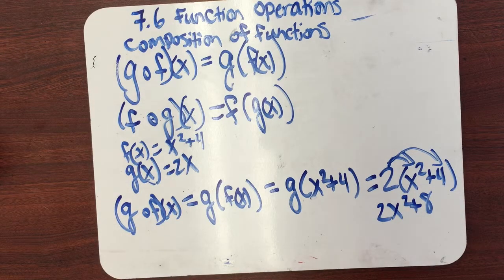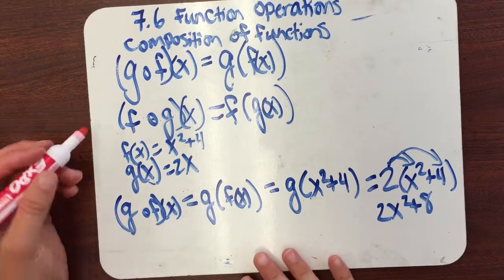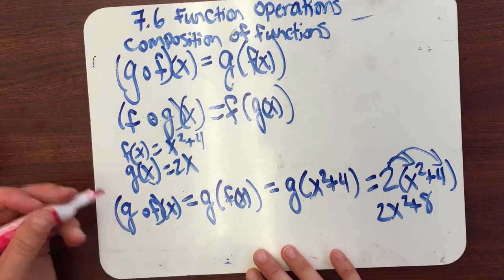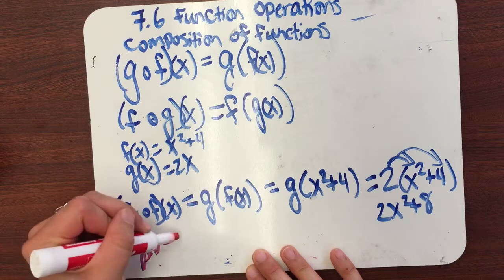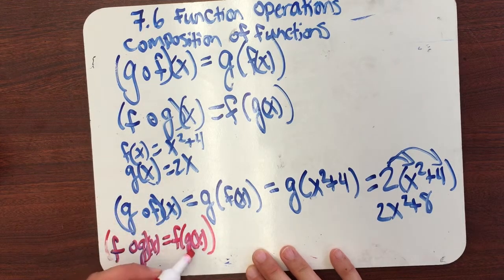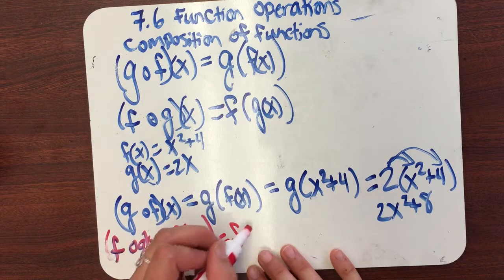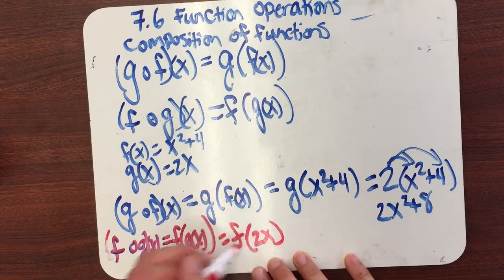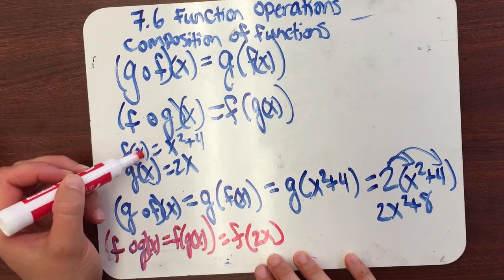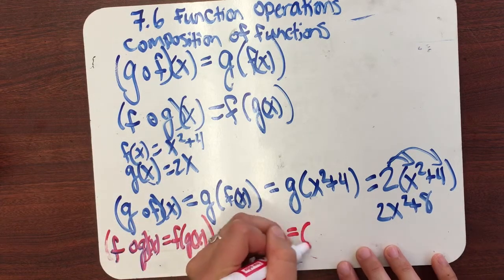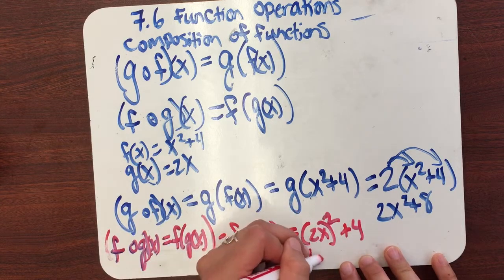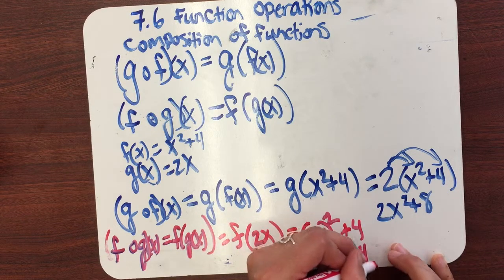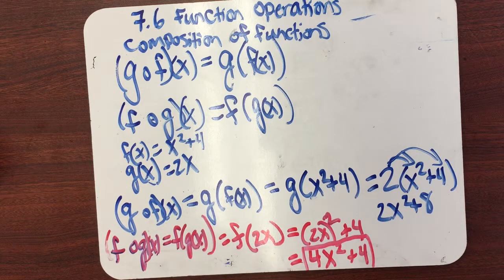Okay, now we'll go the other way. Since the composition of functions is not commutative, we're not going to get the same answer. The only time we will get the same answer is if these are inverses, and we'll get into that later on. So now we'll do f of g of x. We first plug in g of x, so we replace g of x with what it's equal to, which is 2x. And then I'm going to take f of x and replace x with 2x. So I have 2x squared plus 4, which is equal to 2 squared is 4, 4x squared plus 4. And that's how we solve the composition of functions.